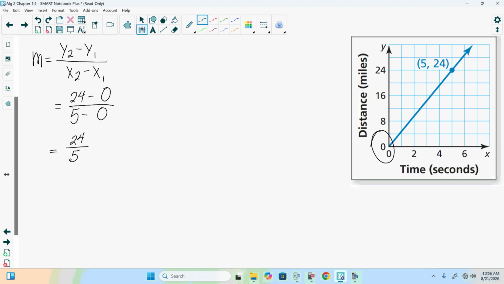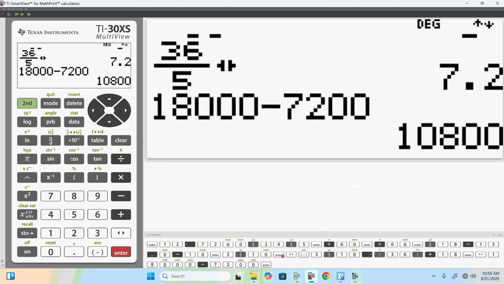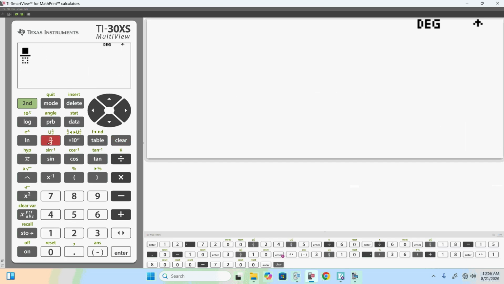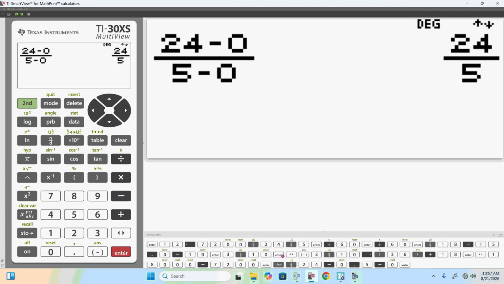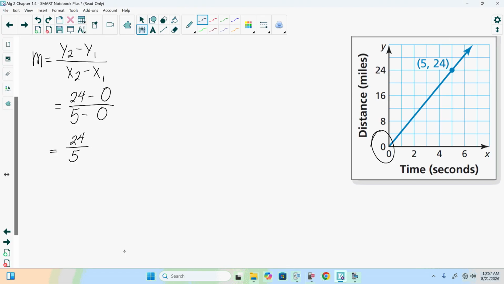Now we can turn it into a decimal, which is 4.8, or we can leave it as 24/5. Especially for graphing or actually having to graph it, fractions actually work nicer. Now the other way is 24 minus 0 over 5 minus 0. 24/5, it doesn't reduce for good there. So we found the slope, yes? So we're halfway through finding the equation of the line, yes?